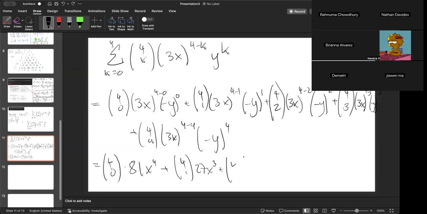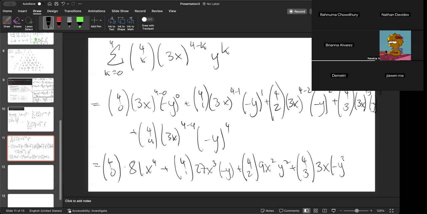I forgot my minus y again. So times minus y, plus 4 choose 2, 9x squared, y squared, plus 4 choose 3, 3x times minus y cubed, plus 4 choose 4, y to the 4th. Okay.